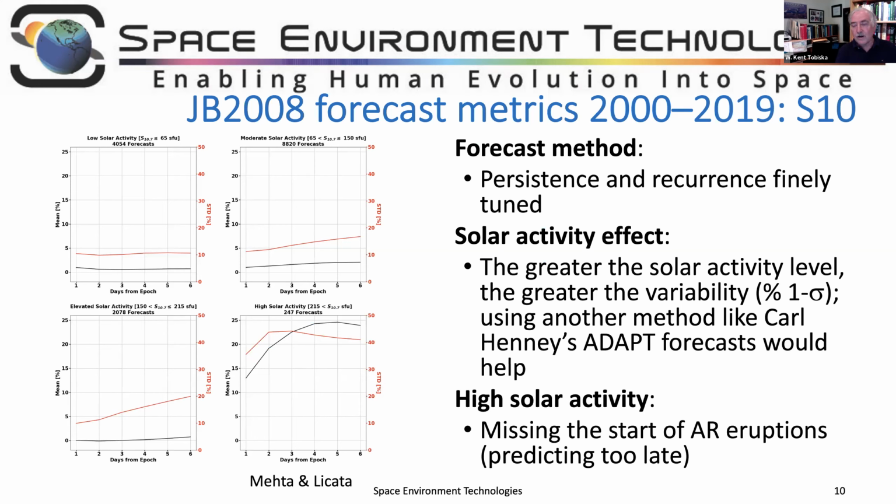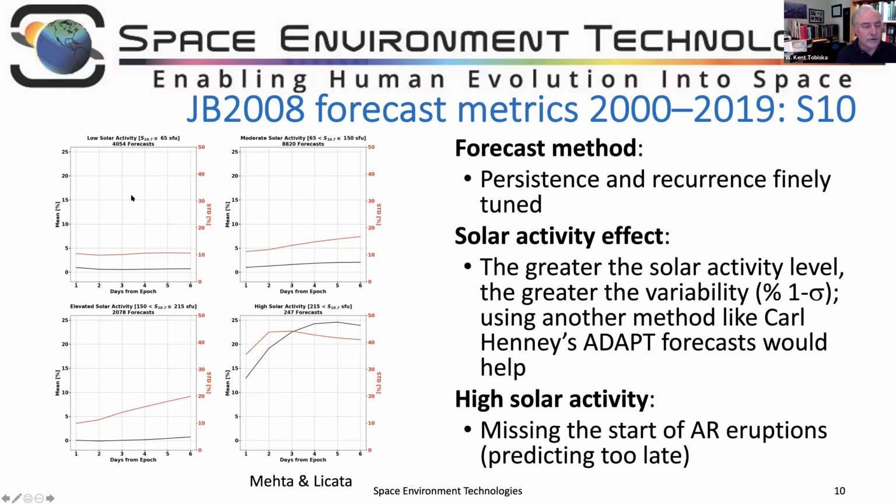We simply use persistence and recurrence. It's not very sophisticated, but in these boxes, again, you'll be able to see if you want to download the slides. But if we look at the black lines on each of these panels, this is for low solar activity in the upper left panel, moderate activity, then elevated and really high activity.